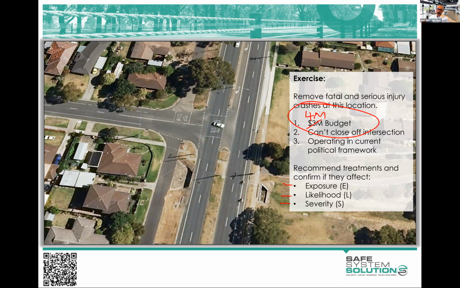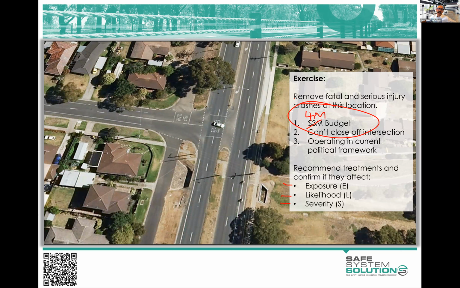Now, does it need to be that large? We might have a chat about that later. But then people started jumping into this idea of traffic signals. Now, signalizing an intersection reduces the likelihood of crash. I ended last session with that as one of the examples.